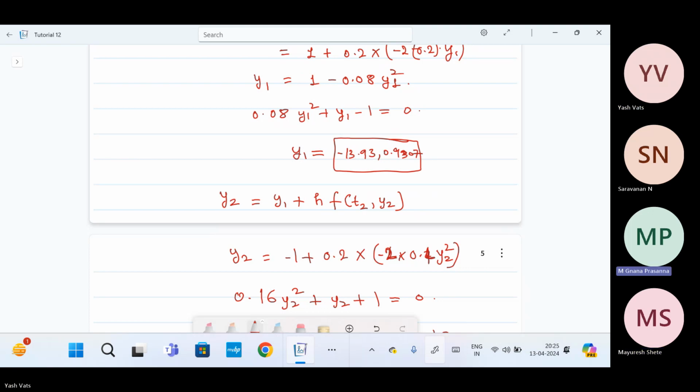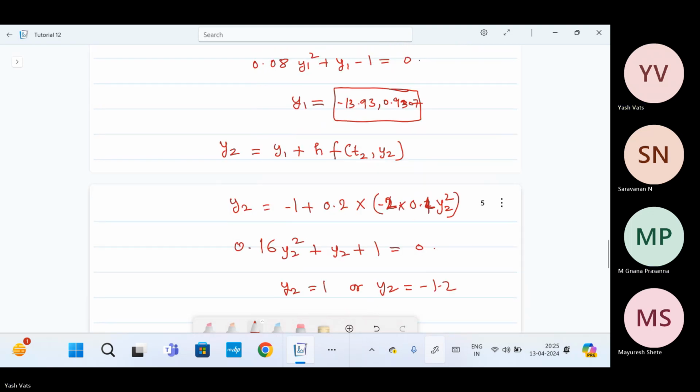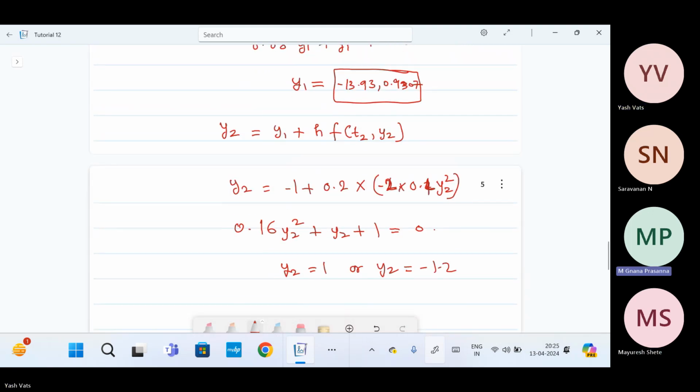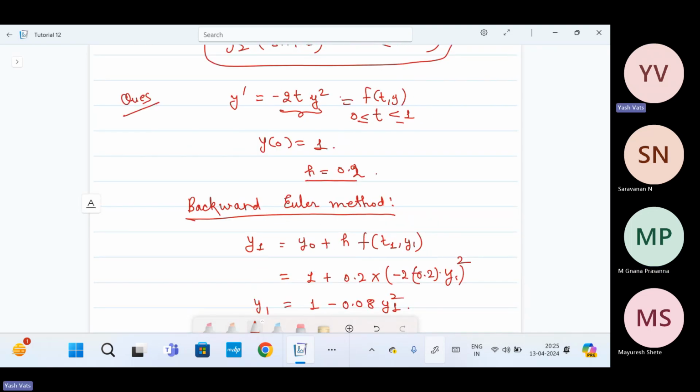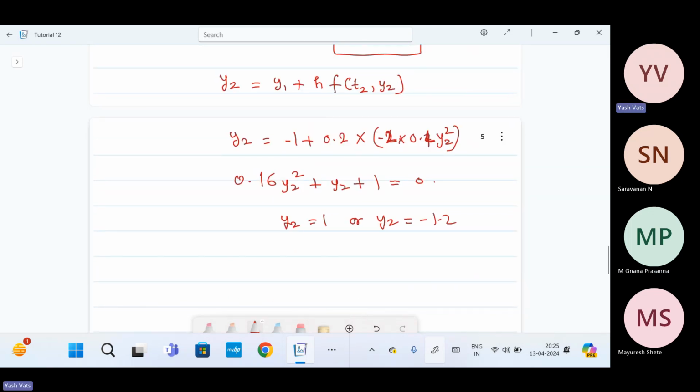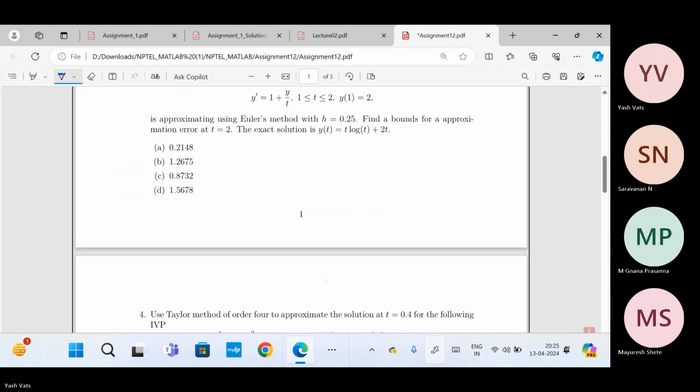What answer did you get, sir? For y2, I got 0.8224. So you can solve it using that. Using which value, sir? Y1, 0.9307. But you need to know how to apply the backward Euler method. Yes. Anyways, let's discuss.